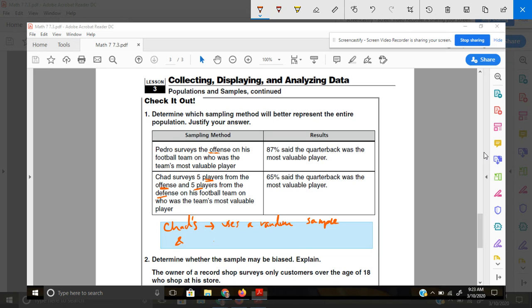Okay, so Chad included both, I'm just going to put offense and defense. He got the opinions of more people. If you're asking just the offense, chances are the offense are going to pick players who play on offense. So that's why it's pretty clear that more people said the quarterback when he just surveyed the offense. But when you add some input from defensive players, that number decreased, which is pretty normal. So Chad's is more random.